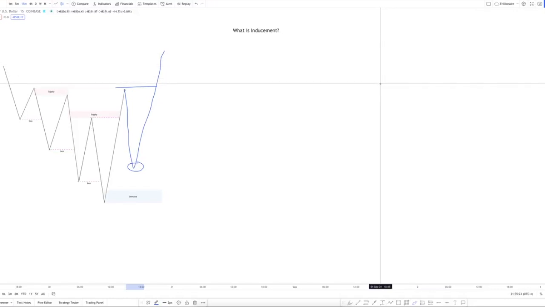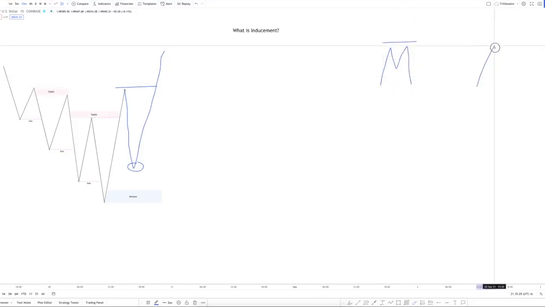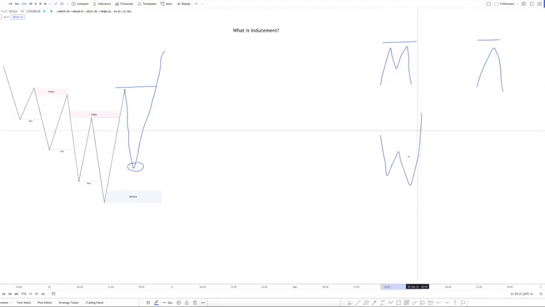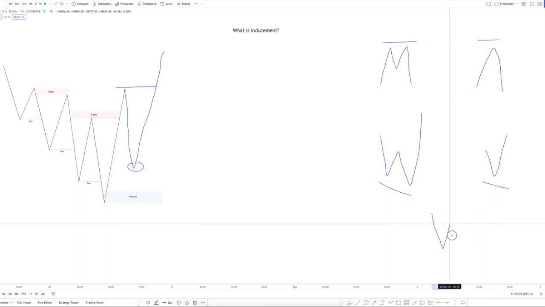Now, in order to understand why that's inducement, you have to understand what liquidity is and where it lies. Liquidity is simply resting orders, okay? Resting orders are always going to be at the tops and the bottoms of different areas, right? And then you're going to have something like this as well, right?